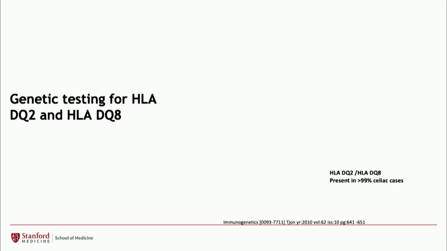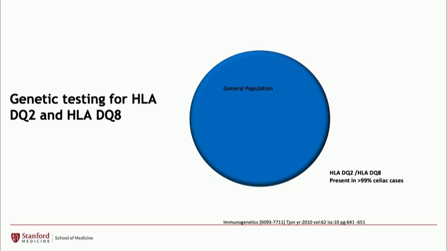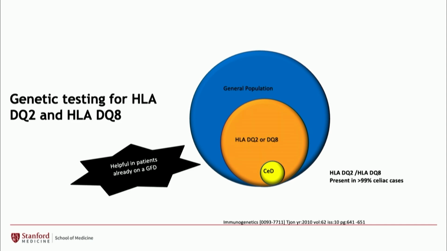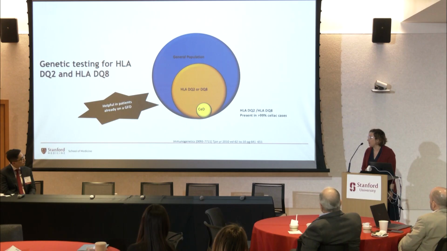And the story is that these genes are present in over 99% of patients with celiac disease. When you look at the general population, about 40% of individuals carry HLA-DQ2 or DQ8, but it's really a small minority, in the order of 2 to 5%, who go on to develop celiac disease. And clearly there are other factors. There are environmental factors and other genetic factors that play a role. This is very helpful in patients who are already on a gluten-free diet because of its excellent negative predictive value. So basically, if the patients don't carry these genes, it's highly, highly unlikely that they will develop celiac disease.